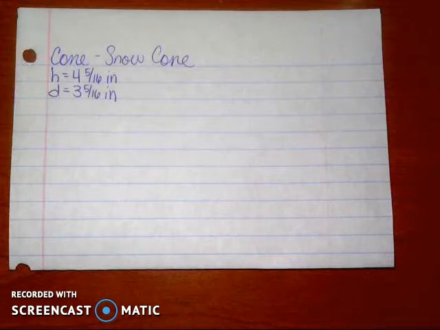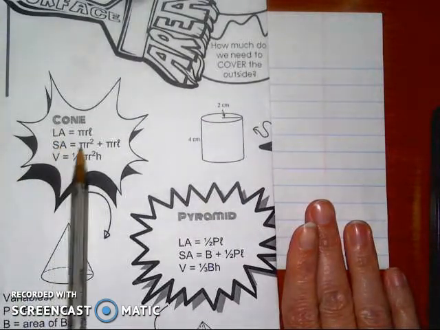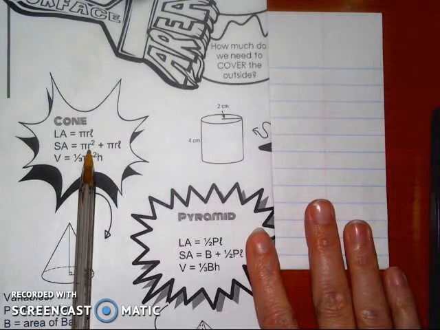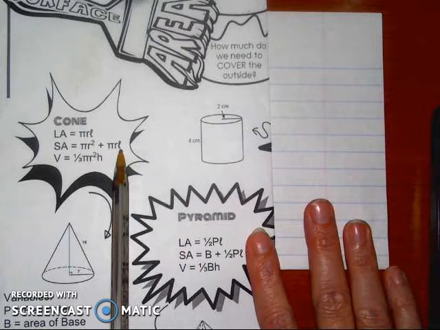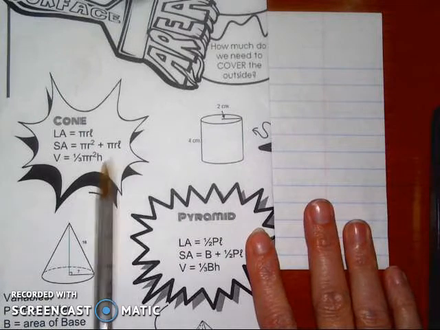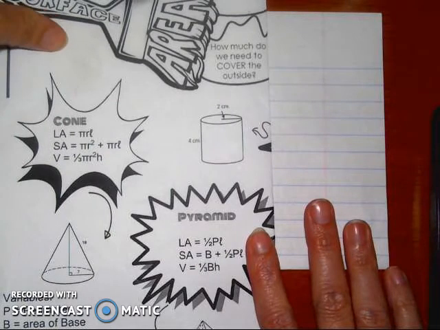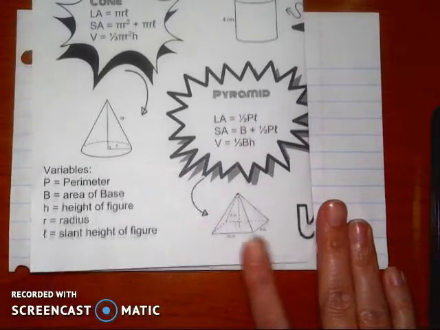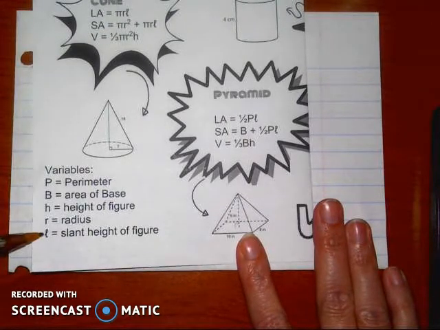Okay. So what I need to do is make some calculations, because if we look at our formula for a cone, I need R, which wasn't given to me. I have to calculate it. I need the script L, which is slant height, and then I need the height. So I have that. So I am missing 2 of the variables that I need, and the variables are listed in the bottom left. I need the slant height of the figure, and I need the radius.